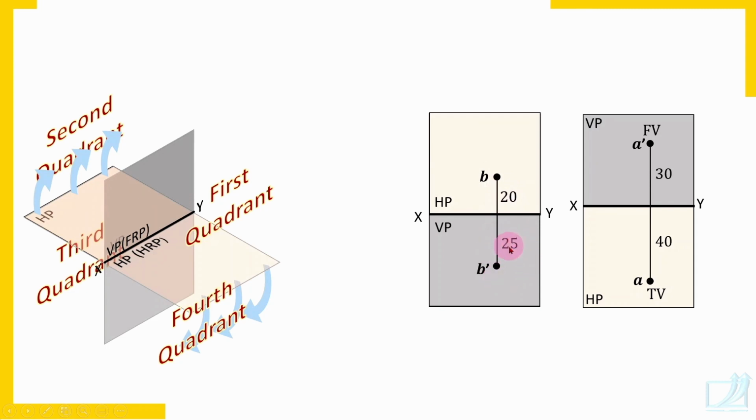Now when I say point B, remember this is not point B, this is top view of point B, and here it is front view of point B. Then where is point B? From this drawing, point B is 25 millimeters below HP. Remember it is front view, and front view gives distance from HP. Not only the distance, whether the point is above HP or below HP, that also you know from front view.